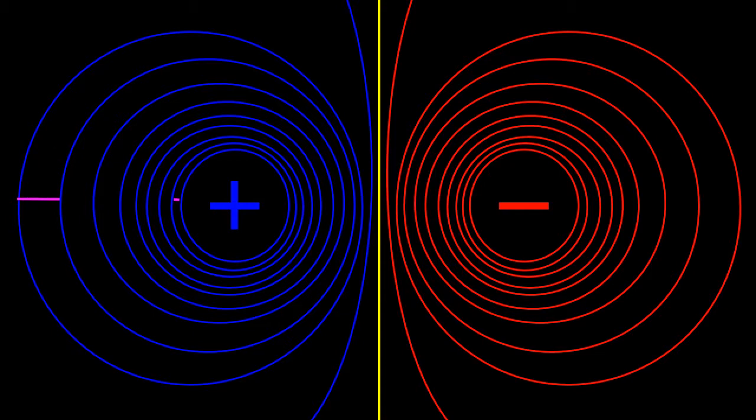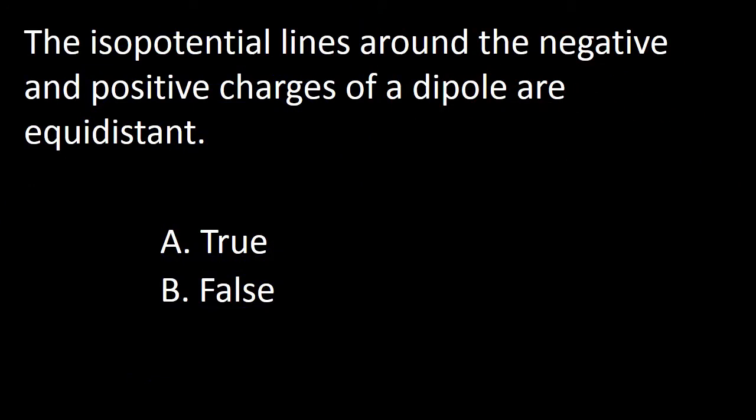Yet, as you recall, the amount of charge contained within each line, that is, between both lines, is the same. Therefore, using the same example we used before, in the space between the magenta lines close and far from the charge, there will be 10 microvolts. Also notice, as I have pointed out before, that the isopotential lines on the side of the charges that face each other, as indicated here, are closer together than those going away from the charges. So the answer to this question is false.